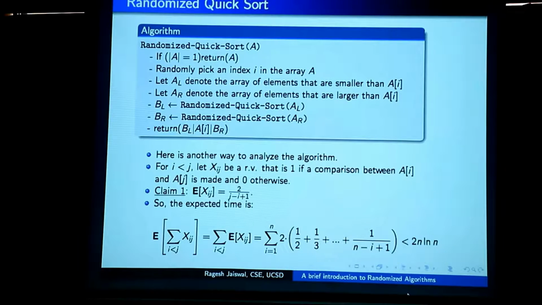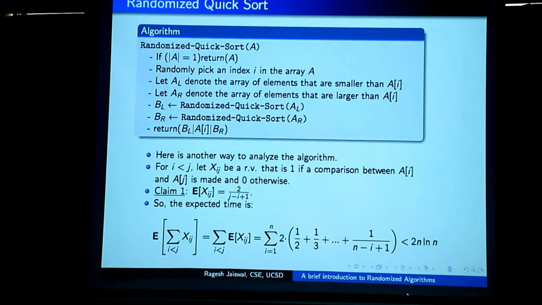Typically in computer science we write log to the base 2, because we are bisecting, dividing the array into two parts. In this case, though, that's different.